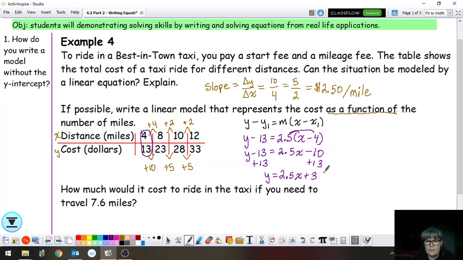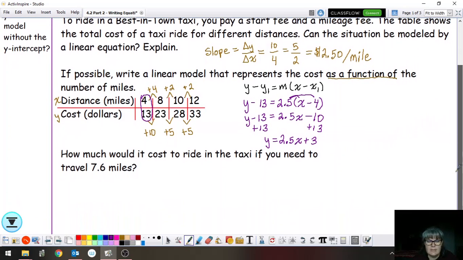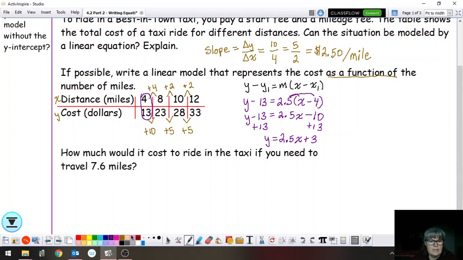Now we can use this model to find out how much it's going to cost us if we need to travel 7.6 miles. Since x is miles, we're going to take this 7.6 and place it for x in our equation. So we're going to have y equals 2.5 times 7.6 and add 13.